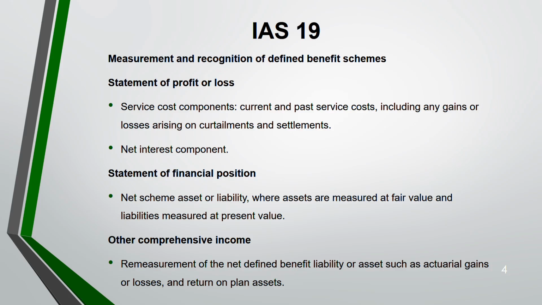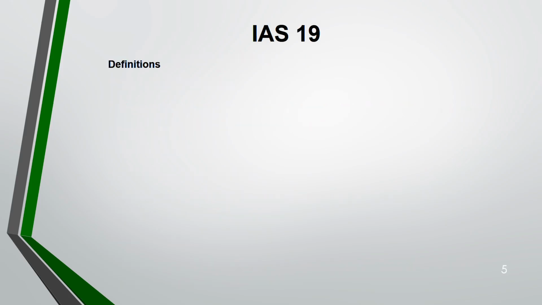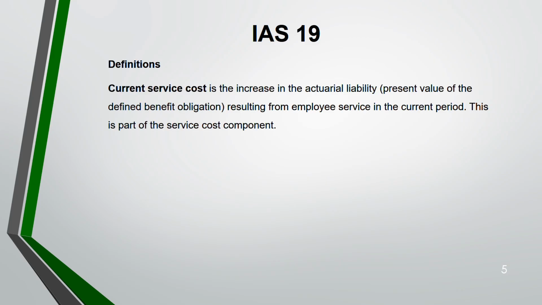Okay, so these three are very important from the point of your SBR exam. Now, definitions. You have to know some definitions under IAS 19, very important. What is current service cost? Current service cost is the increase in the actual liability.